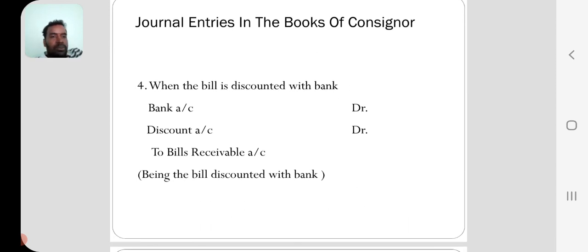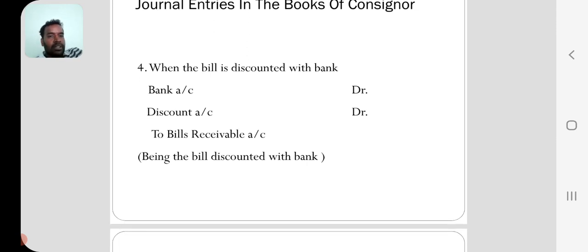When the bill is discounted with the bank, in that case, in bank account, we have to write "to bills receivable" and write the amount. In discount account debit side, we have to write "to bills receivable" and write the discount amount. In bills receivable account credit side, we have to write "by bank" and "discount". The total amount should be written here.